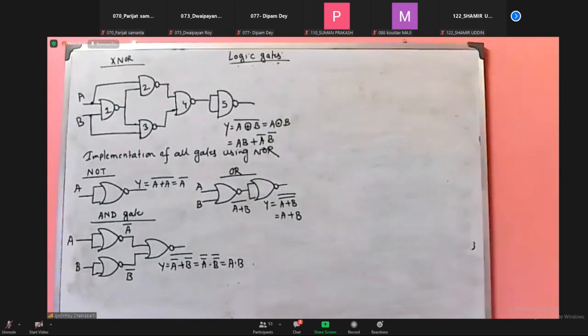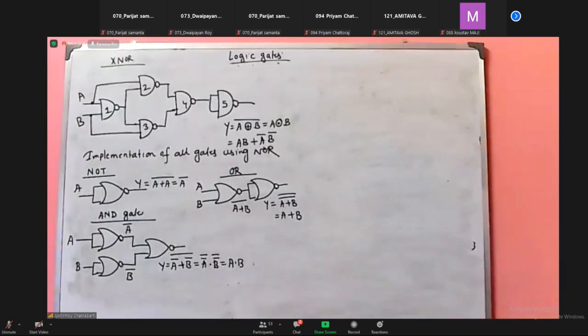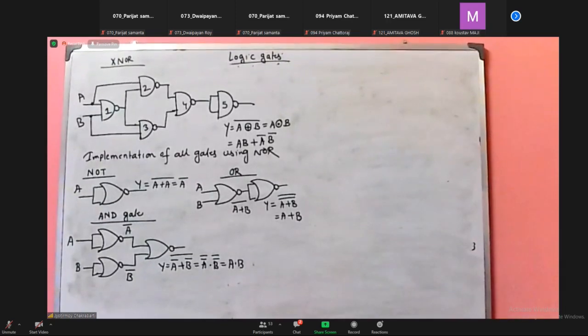Are you seeing the screen or only listening? No, okay sir. So I am implementing the AND gate using NOR gate. Okay. So from the NOR function, I have to implement the AND gate.